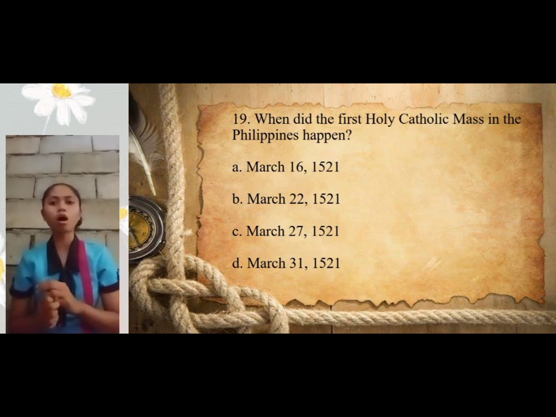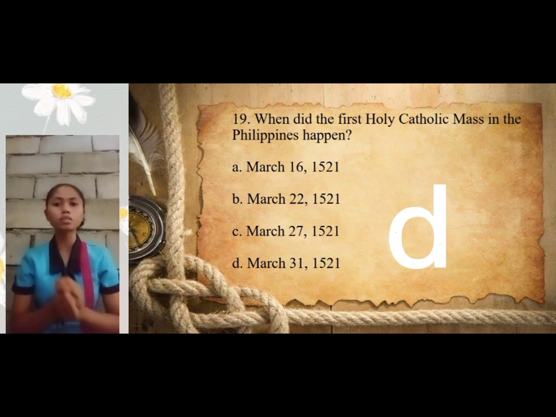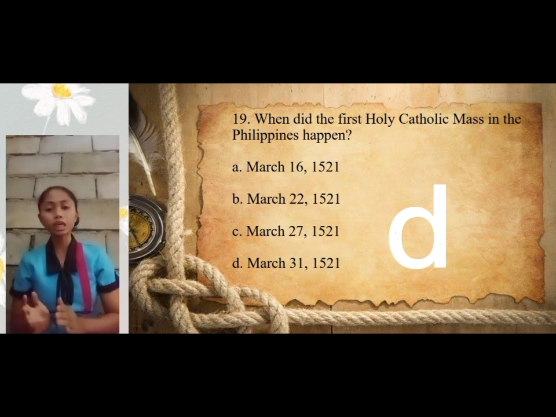When did the first Holy Catholic Mass in the Philippines happen? So, it was letter D, March 31, 1521. So, the first documented Catholic Mass in the Philippines was held on March 31, 1521, Easter Sunday. It was conducted by Father Pedro de Valderrama of Ferdinand Magellan's expedition along the shores of what was referred in the journals of Antonio Pigafetta as Mazaua.